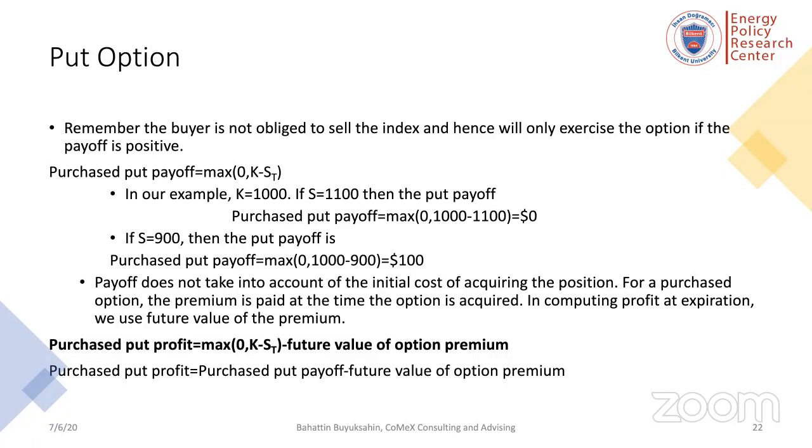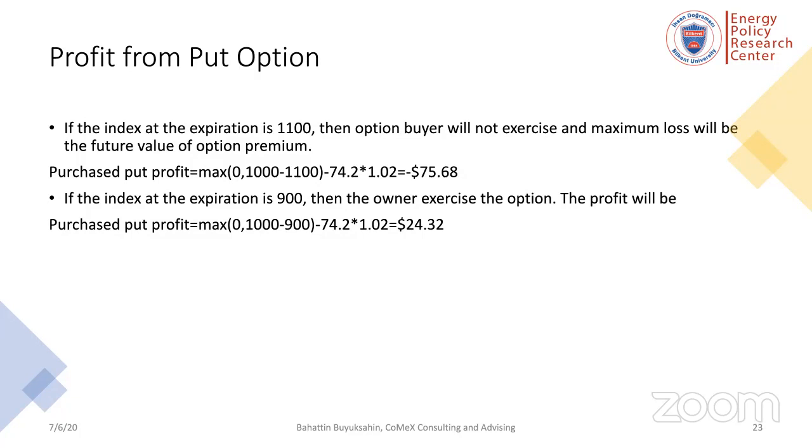For a purchased option, the premium is paid at the time the option is acquired. In computing profit at expiration, we need to use again the future value of the premium. So purchased put profit will be equal to the maximum of 0 and strike price minus spot price, minus the future value of the option premium. Basically, it is the same logic as the call option.